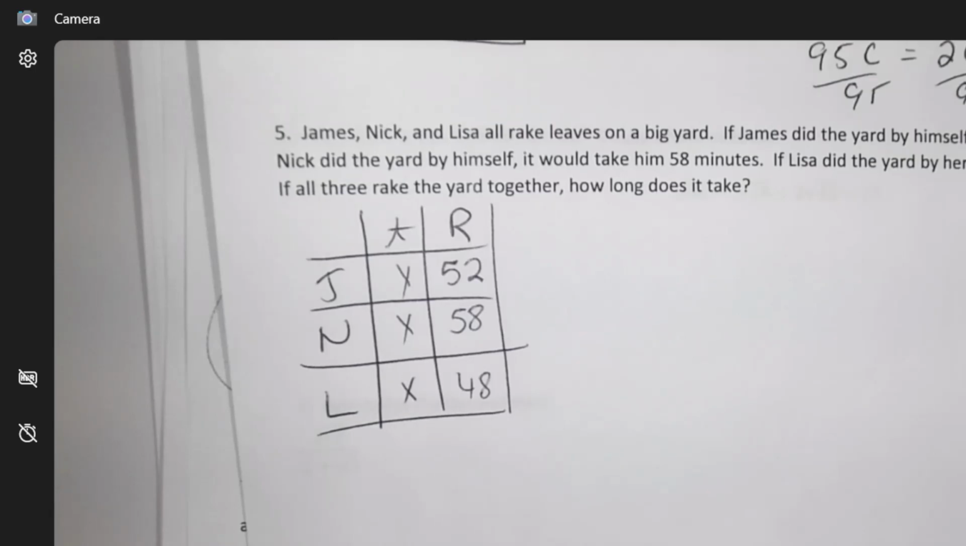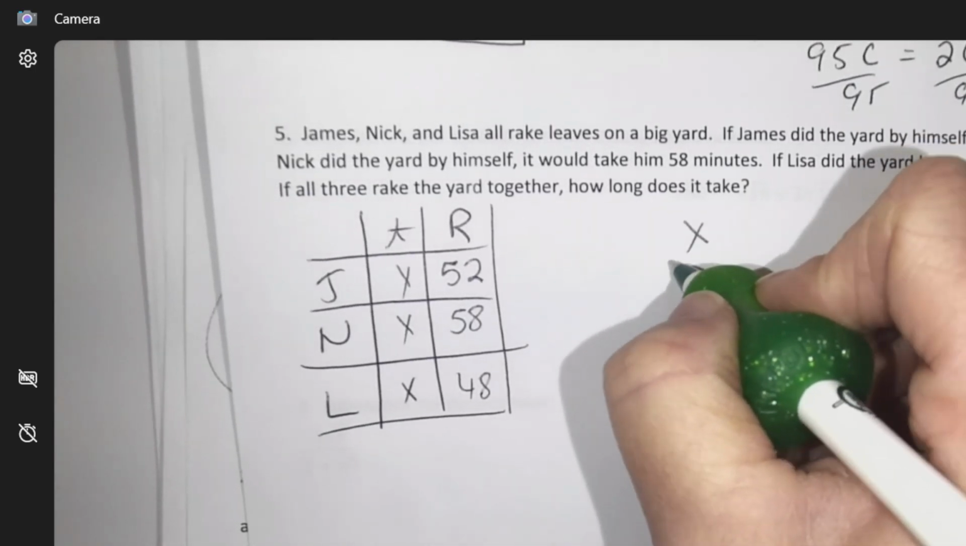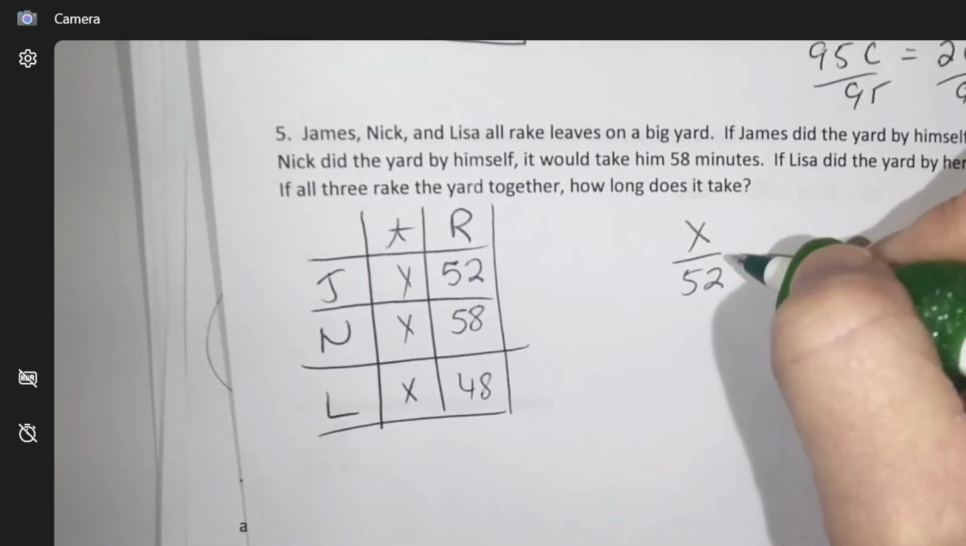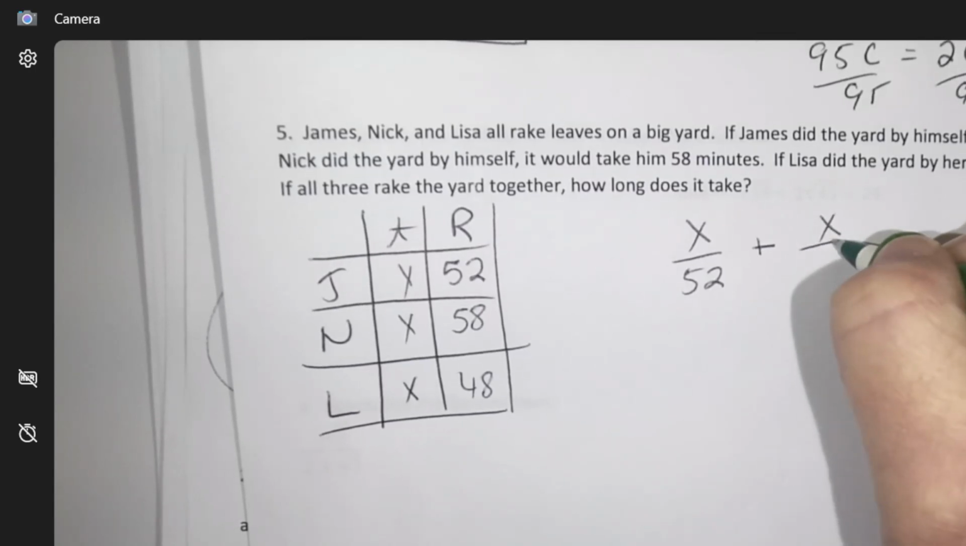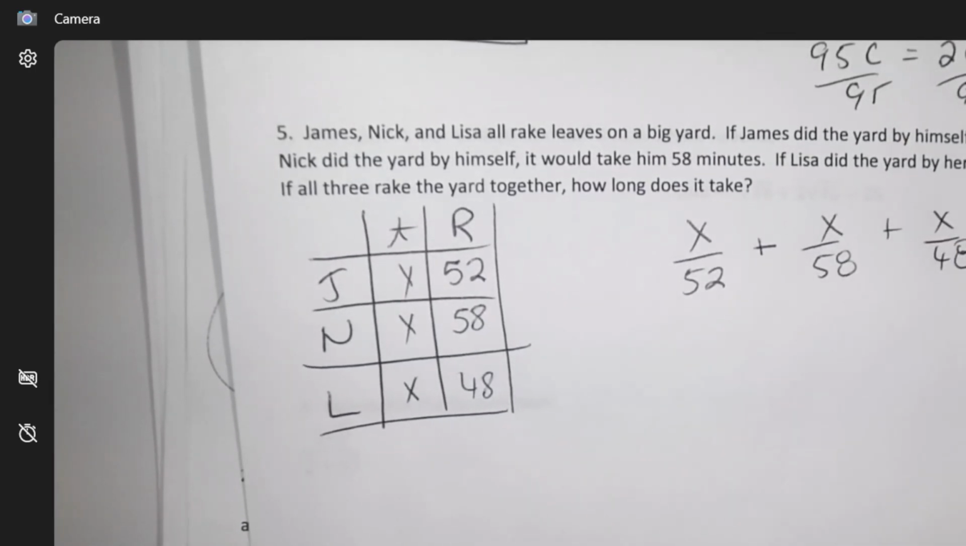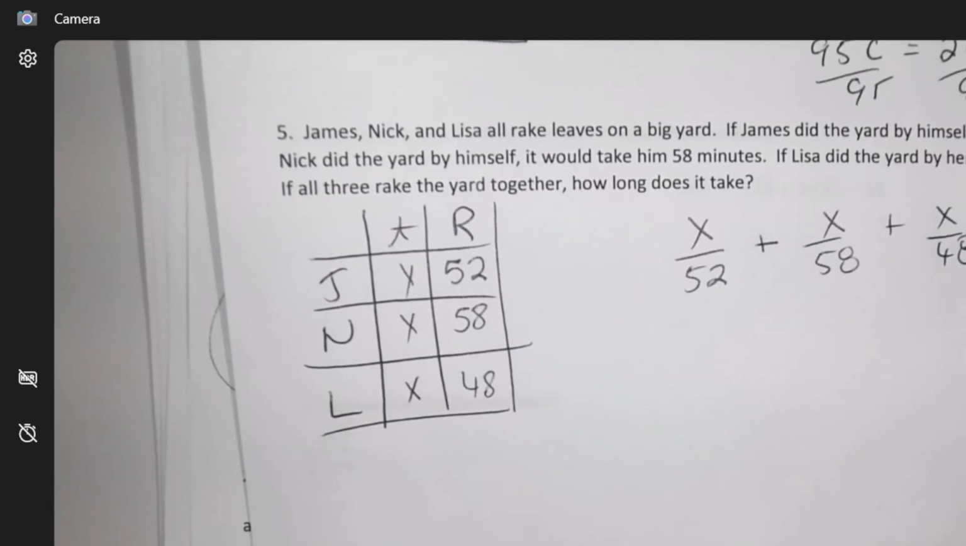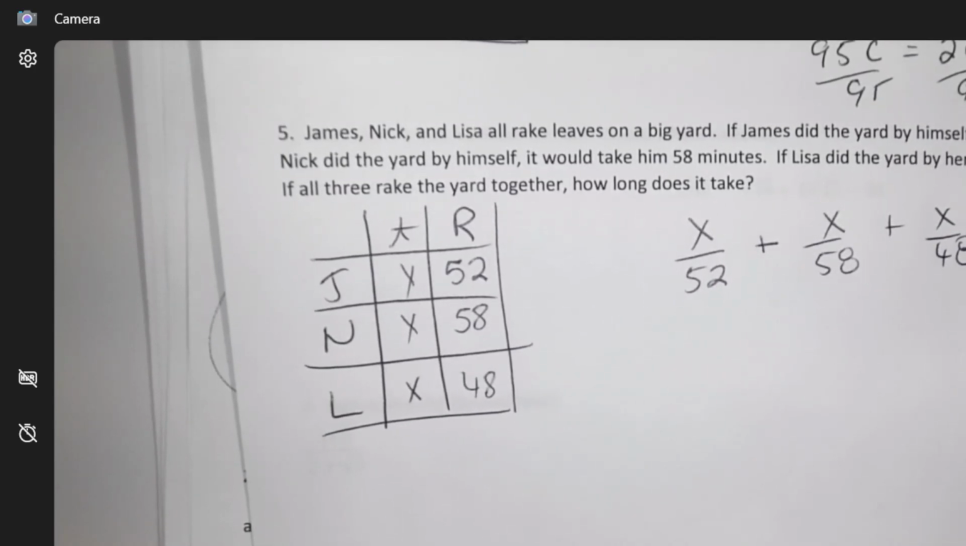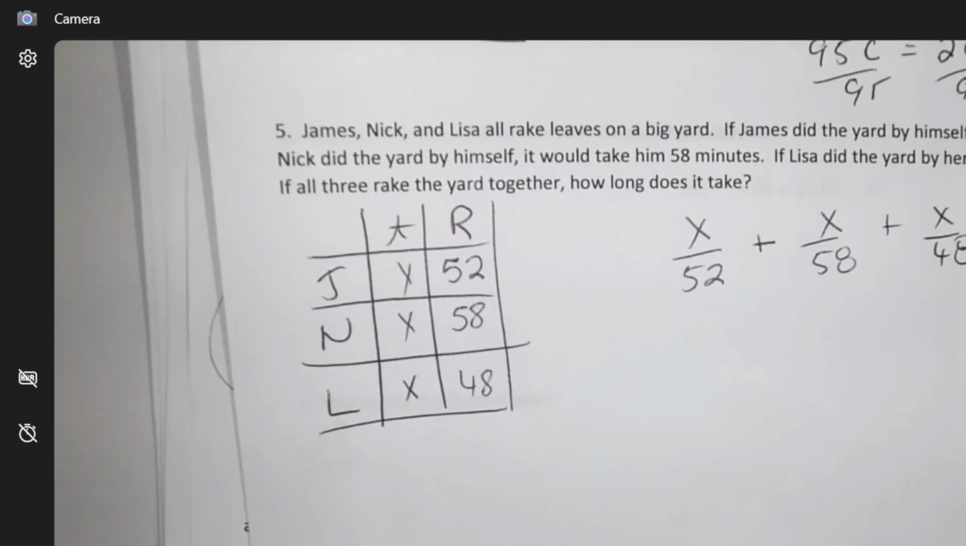Okay, so the fractions: James does x/52 of the job, and then the same thing for the others. These are the portions of the job each one does. If you add up all of their portions, it would make one job, right?